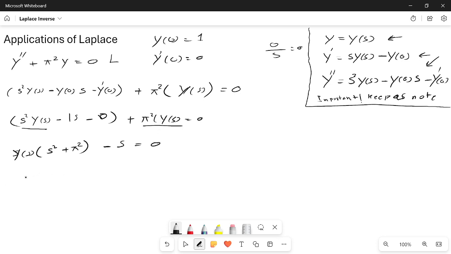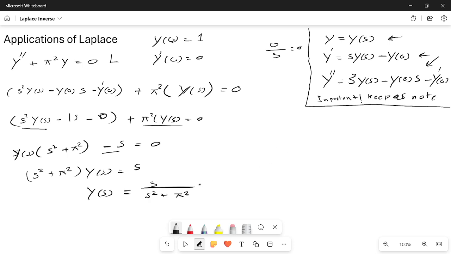Now we take the s and move it to the other side, so we have s squared plus pi squared times y of s is equal to s. Now we divide by s squared plus pi squared, which would give us y of s is equal to s divided by s squared plus pi squared.